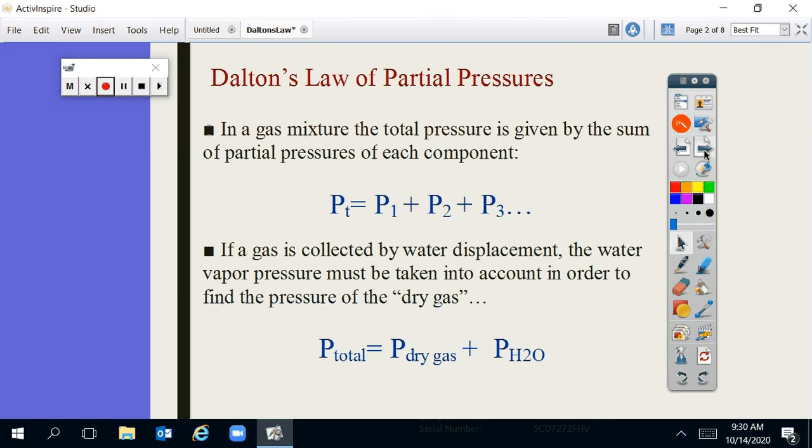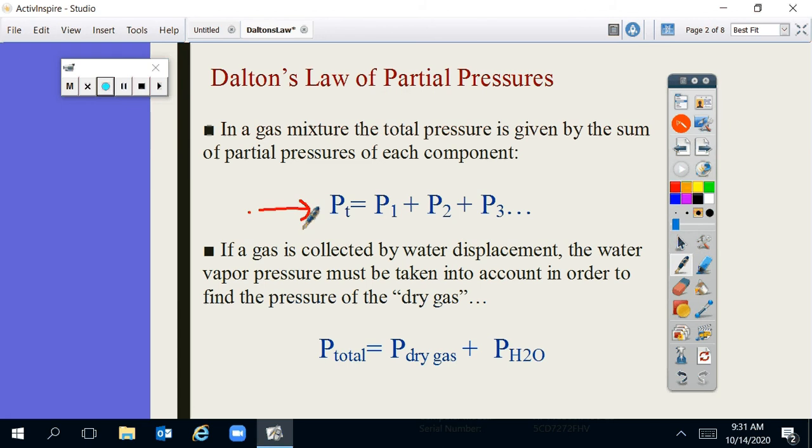Okay, so these two laws were taught to you in honors, and they can be written in two different ways. First of all, if you have a gas mixture with different gases, the total pressure of the gases is equal to the sum of the partial pressures of each component. So P total is P1 plus P2 plus P3. That is your first equation.